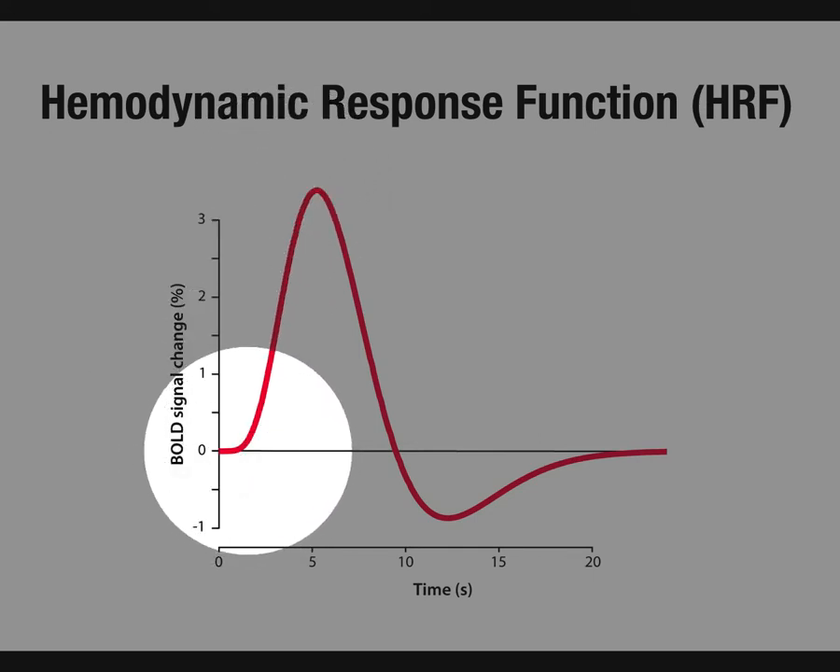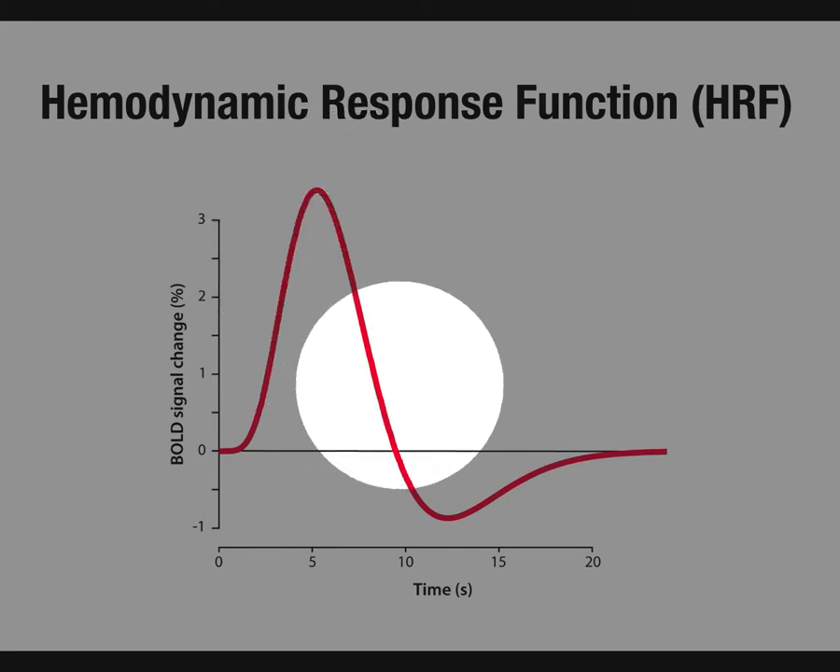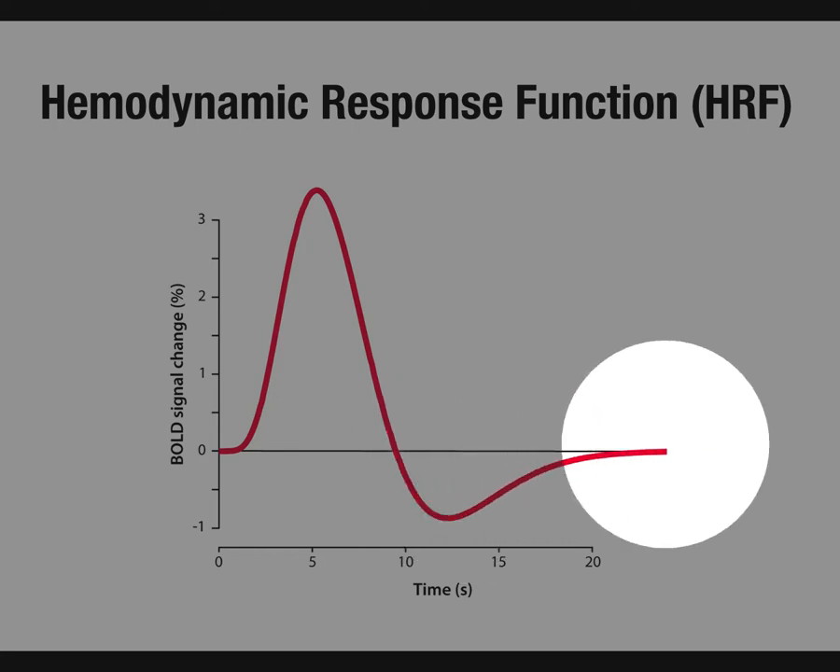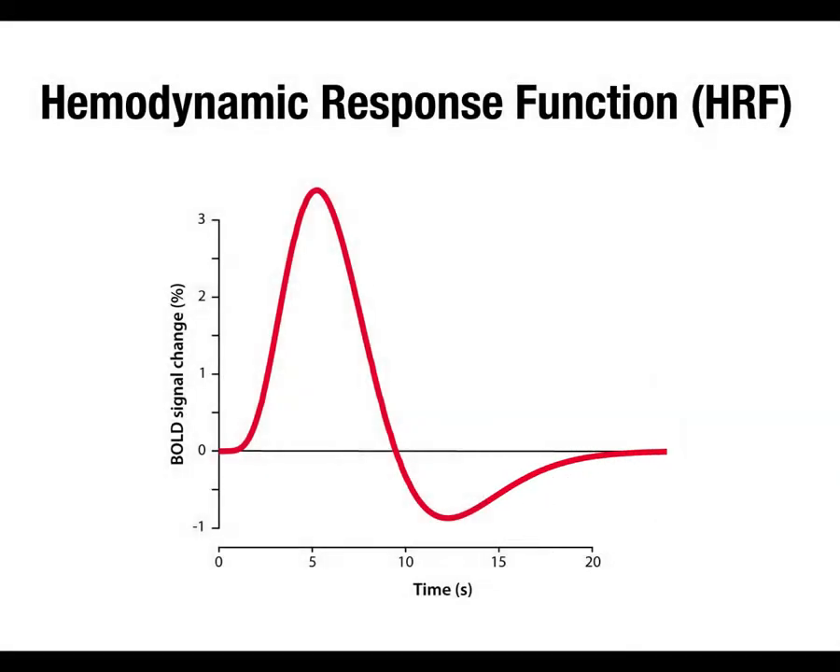It actually takes 2 to 3 seconds to start really rising, 6 to 8 seconds to peak, 10 to 12 seconds to come back down to baseline, and then often there's this undershoot before it fully recovers to baseline. So basically from a single stimulus, you've got about 20 seconds for the whole HRF to play out and things to come back and stabilize at baseline again.